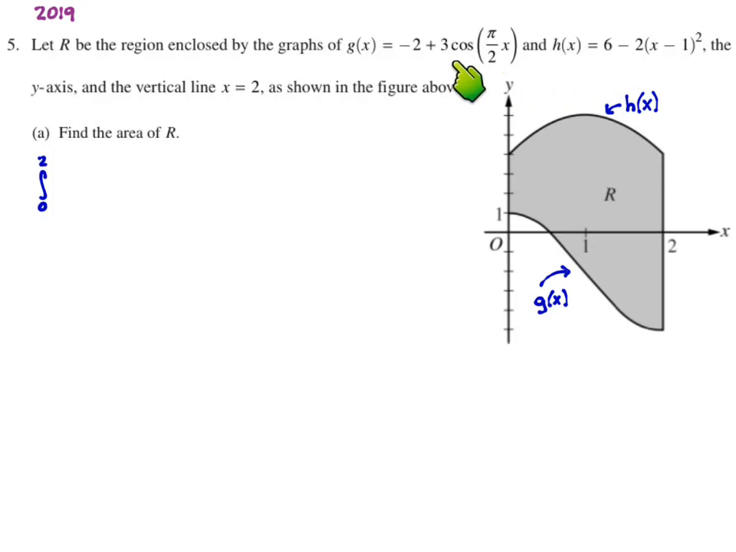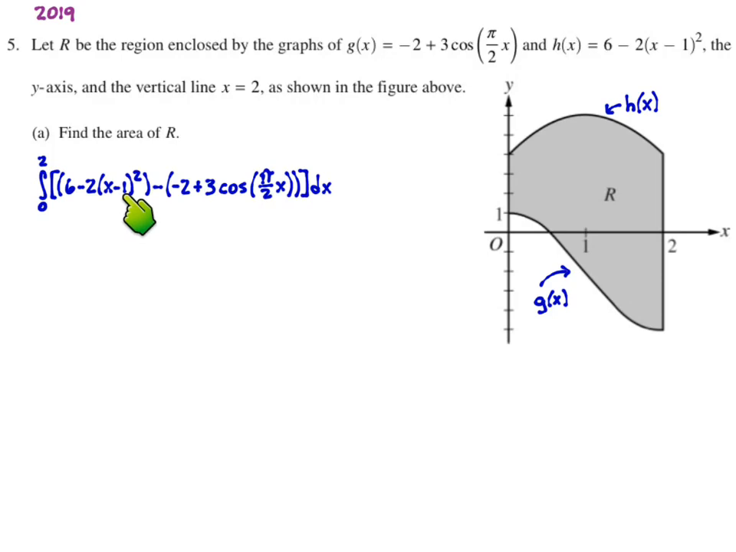I don't want to use h and g for my work. So I'm going to say 6 minus 2 times (x minus 1) squared, minus (negative 2 plus 3 cosine of pi over 2 x) dx. Now that's a doozy. We're going to have to evaluate that. So let's go ahead and simplify that a little bit.